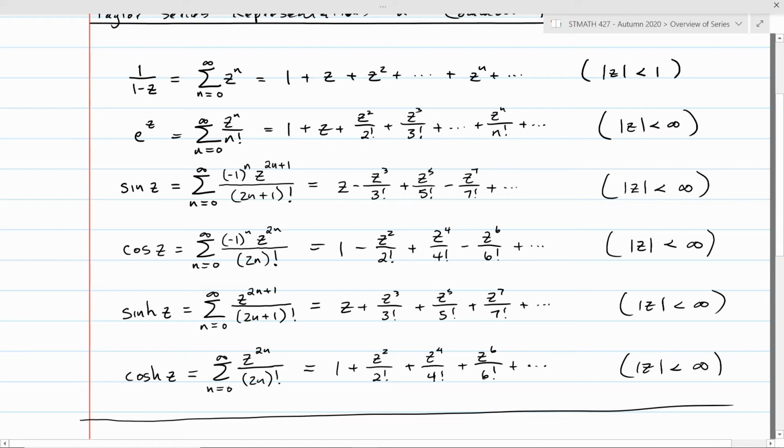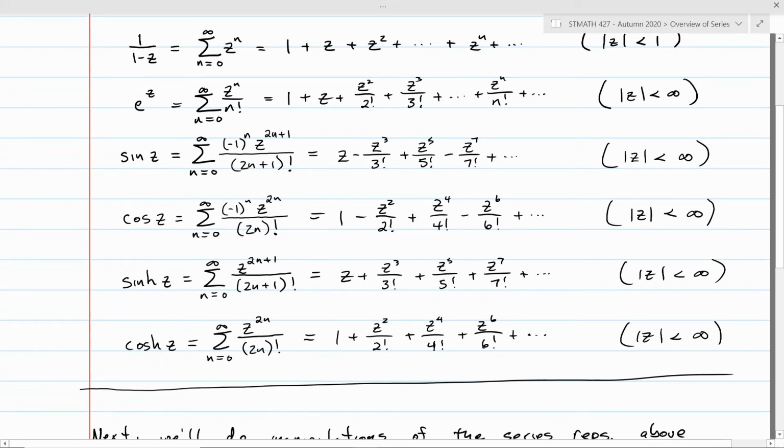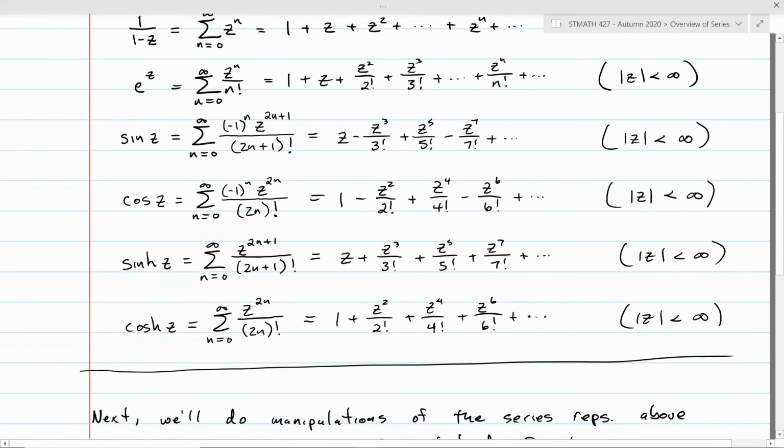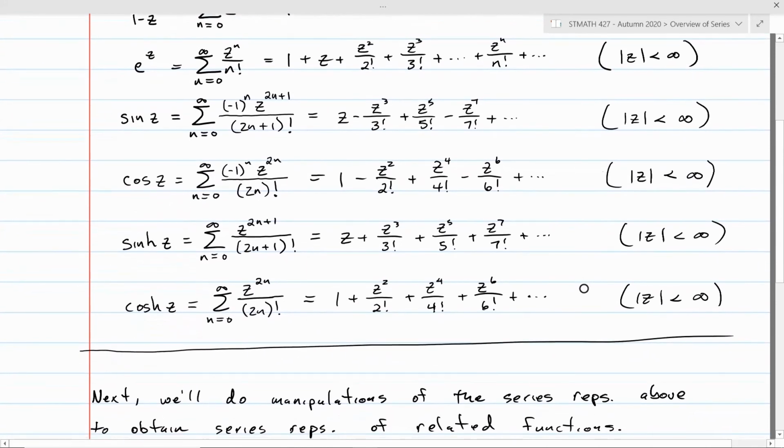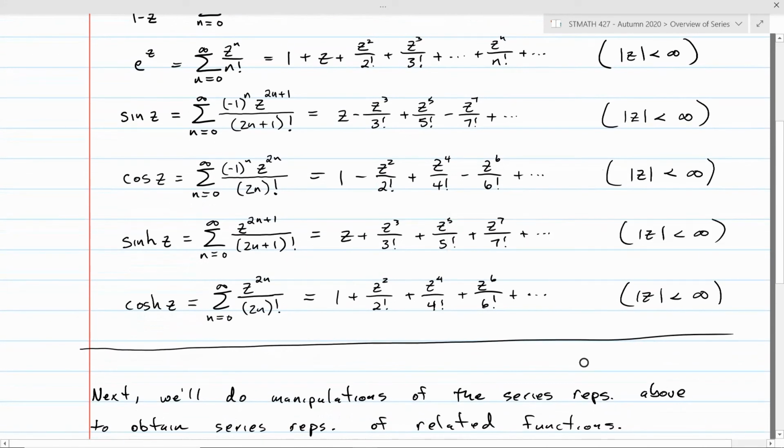Then we did e to the z there, and you can see the series representations for sine of z and cosine of z. You may recognize those; they're the same formulas that you had back in calculus. And there's a couple of other ones there for hyperbolic sine and hyperbolic cosine that mirror the formulas for regular old sine and cosine, just without the alternating signs. Those are all pretty easy to derive from the theorem on Taylor series.